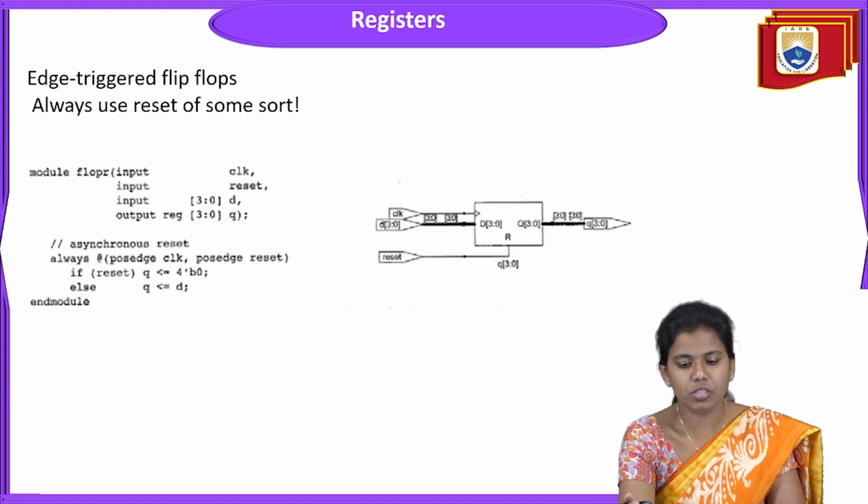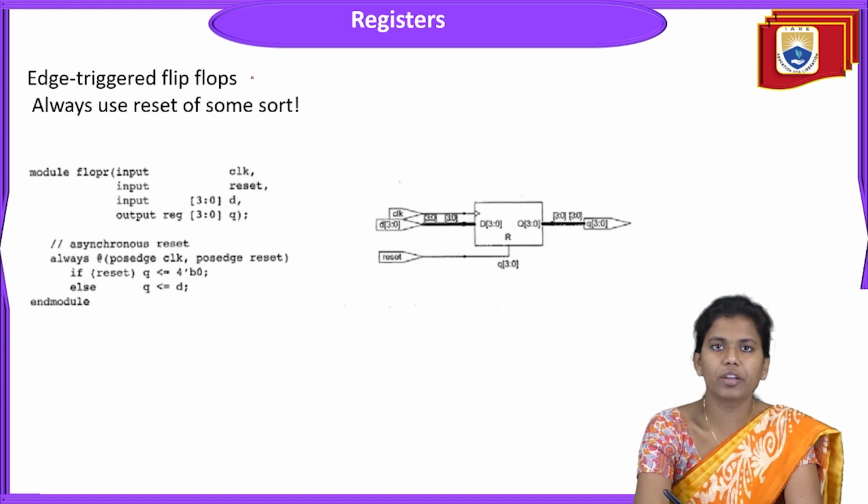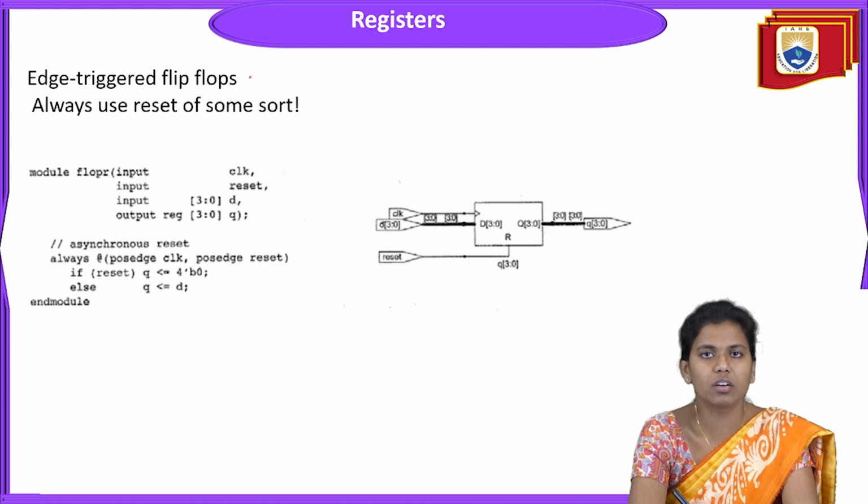And then registers. Registers are edge-triggering flip-flops. We all know what a register is. Registers are nothing but storage devices. They store bits of information. So under the register, using flip-flops or latches, we can store the bits of data, right?